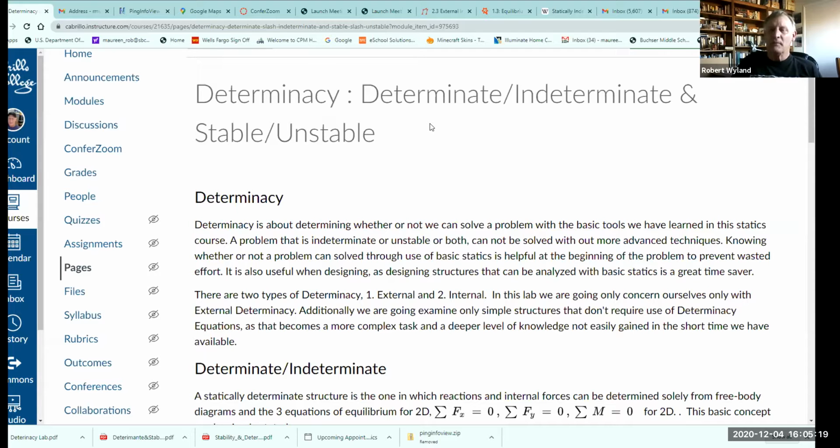And when I talk about frames and trusses, those might be considered looking at determinancy as an internal problem, looking at the individual members of those frames or trusses. We're going to be looking at just external determinancy. So pretty straightforward, I hope.